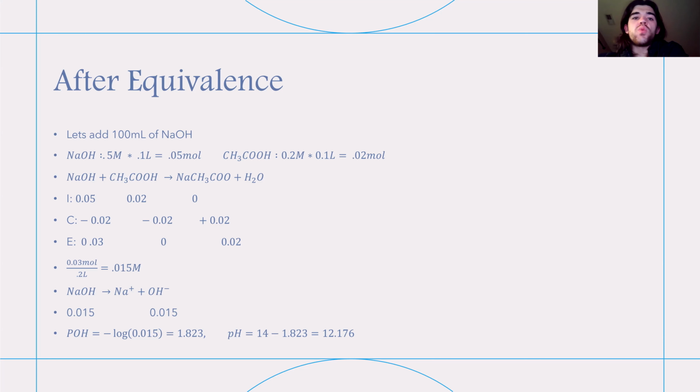Then go and find our pH once again. We take 14 and subtract 1.823 from 14. We end up with a pH after equivalence of 12.176, which once again makes sense because we are adding a whole lot of base in there. Like I said, it's near double, 2.25 times how much is needed to get the equivalence reaction. So it makes sense.